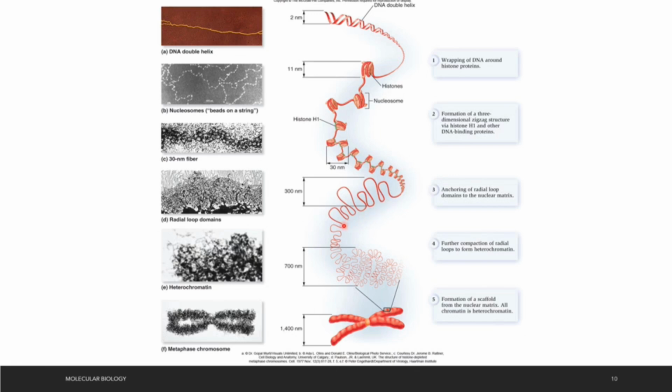And the radial loop domains will continue to compact into heterochromatin. You can see on this very last picture, on this chromosome, there's very compacted DNA along it, darker in color as well. And these are the so-called heterochromatins, which are heavily compacted or really condensed DNA molecules. So these are the various stages of DNA condensation.